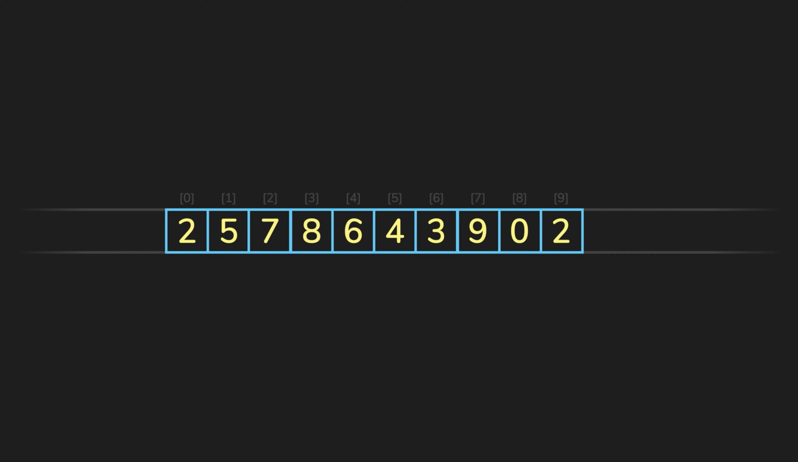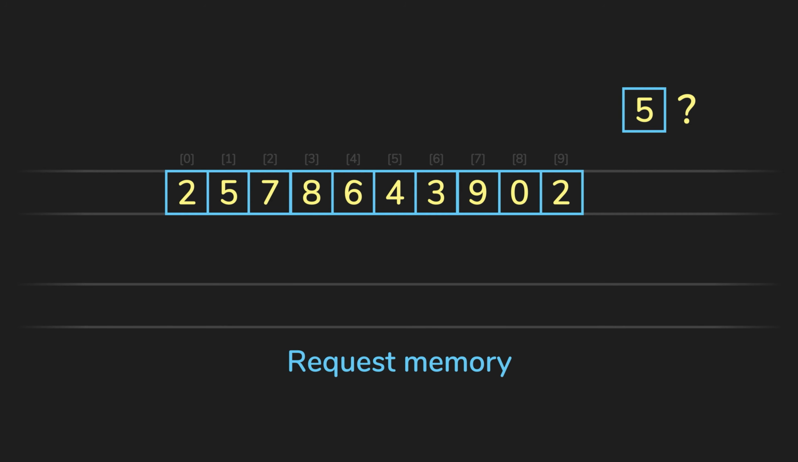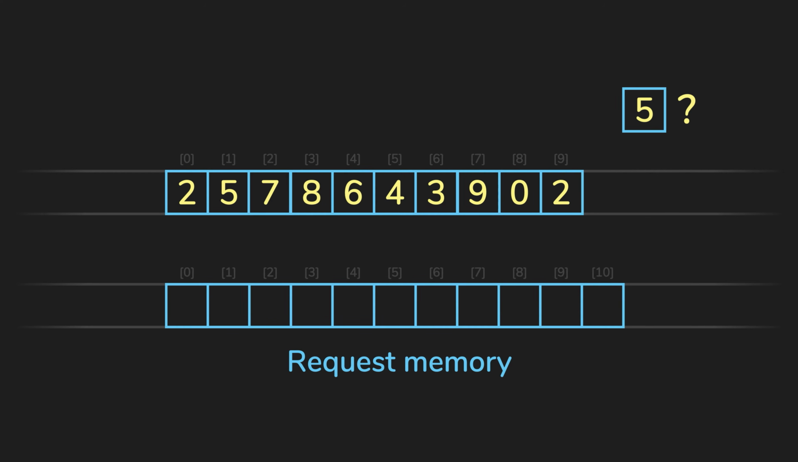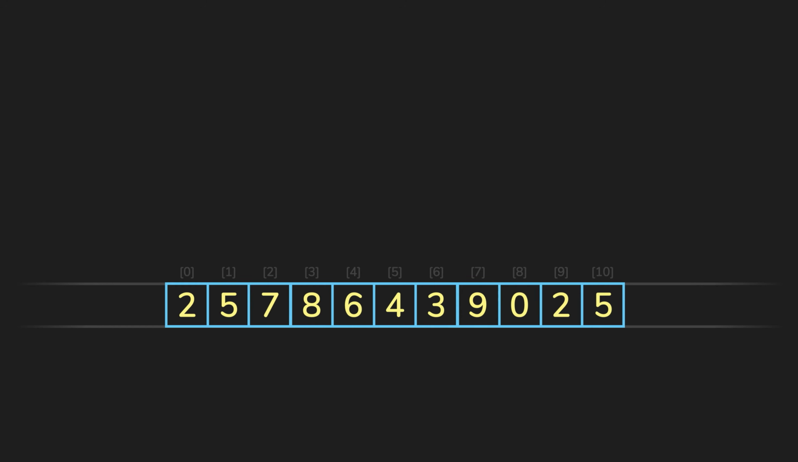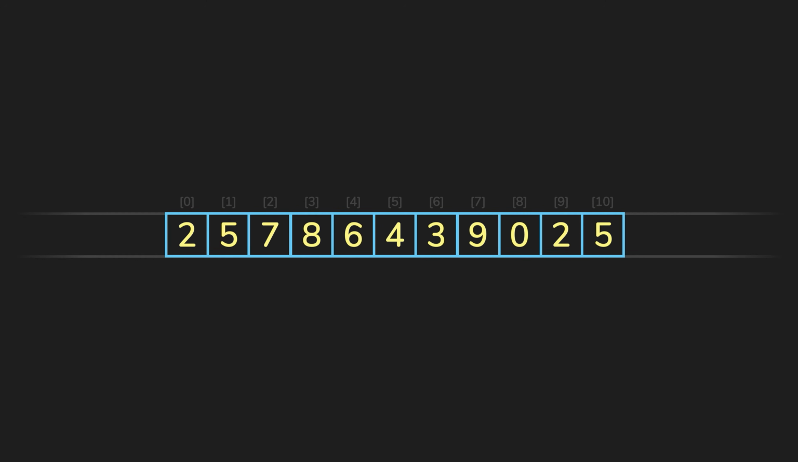Alright, so here's our solution. Let's say our array was of size 10 initially. Then I want to insert an 11th element. What I'll do, I'll just request an array of size 11 from my memory, copy the elements from the old array one by one to the new array, and then free the old array. Great, now our list implementation works.